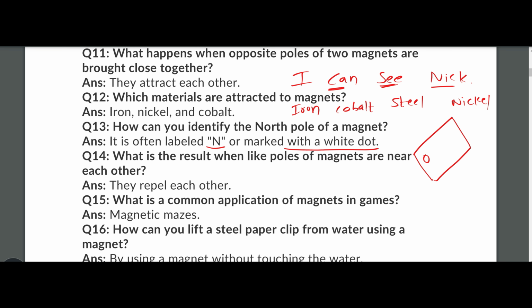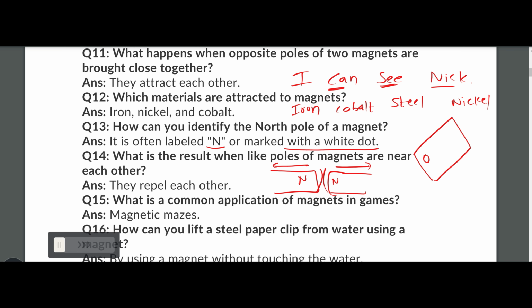What is the result when like poles of magnets are near each other? Already you know that when a north pole is brought nearer to another north pole of another magnet, they will repel each other. So due to this, these two magnets move far from each other. Is it clear, everyone? Okay.